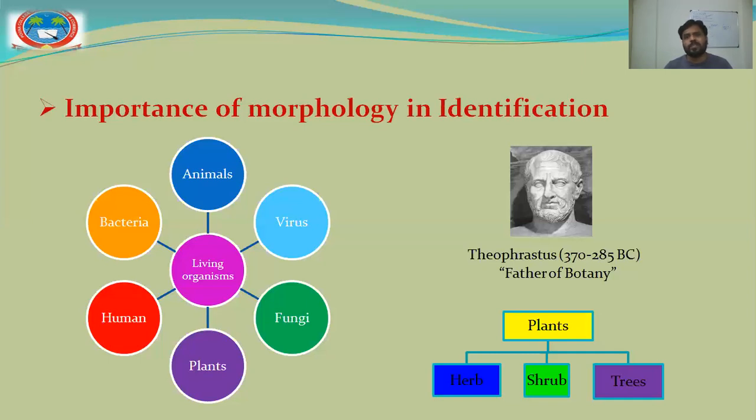Now, what is the difference between the three groups, or what is the identity of these three groups? The identity is related to their habit. If we talk about the herb, they have a weak stem and they grow up to certain feet. So those are the two important characters to identify the herbs.